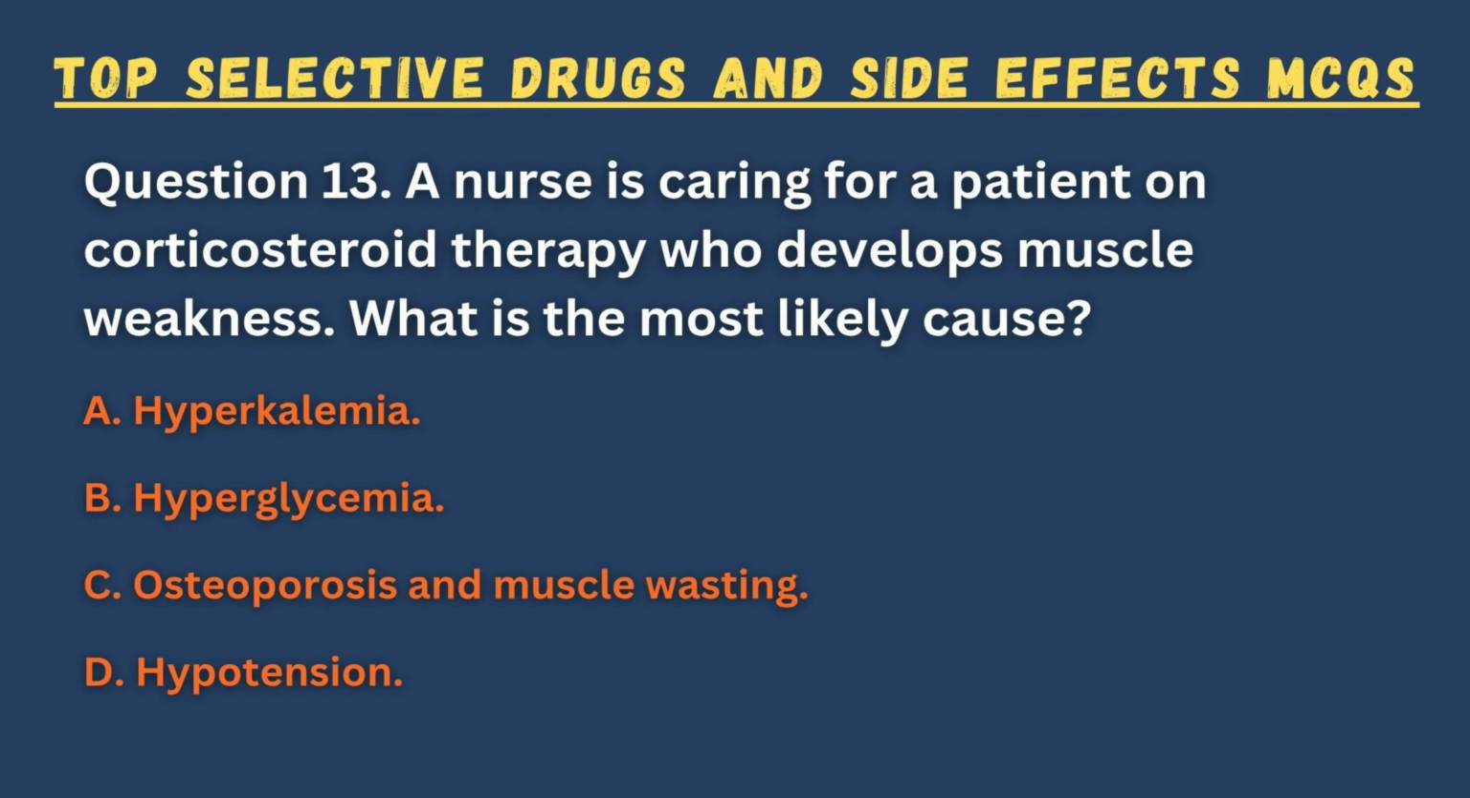Question 13. A nurse is caring for a patient on corticosteroid therapy who develops muscle weakness. What is the most likely cause? A. Hyperkalemia. B. Hyperglycemia. C. Osteoporosis and muscle wasting. D. Hypotension.